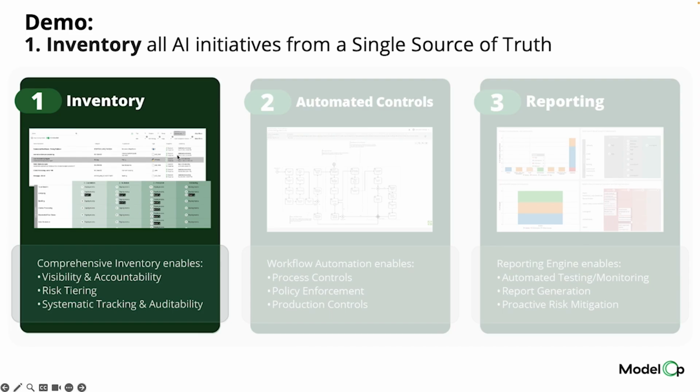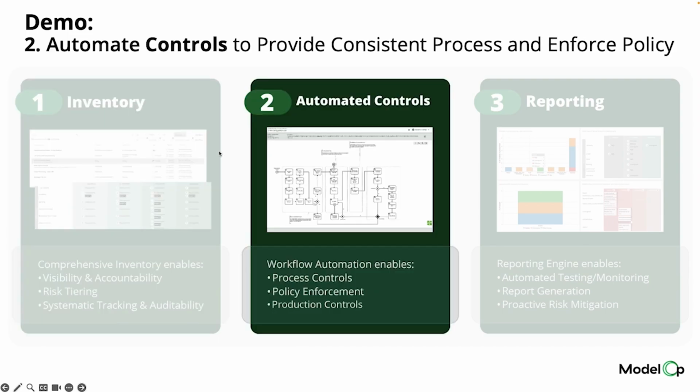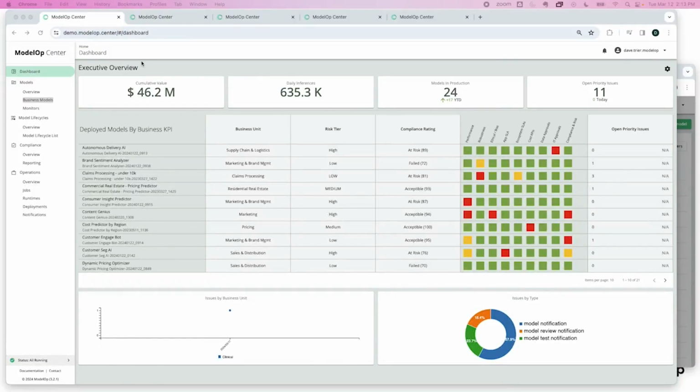Let's show how ModelOp Center helps to bring this to life. Here is ModelOp Center. On the left-hand side are those three key capabilities. First, that inventory, which helps to represent every single AI system. Second, are those process automations that help to enforce the governance policies. We call those model life cycles. And finally, the reporting section.